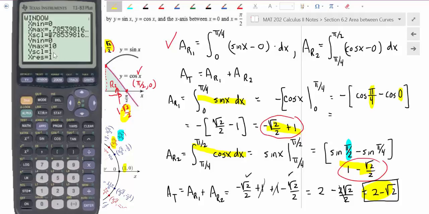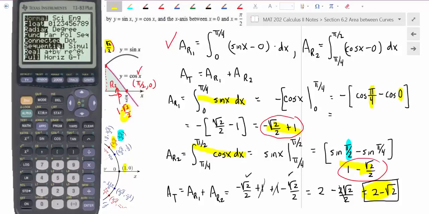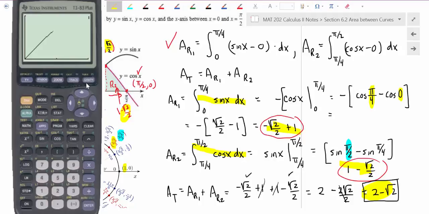Let me make sure I got that right. So the x max I meant to go from 0 to pi over 2. Okay, now that's pi over 4. And you can really just go 0 to 1. Scale like that, and then we can graph that. You do want to make sure, of course, you're in radian mode. And then you go ahead and graph that.